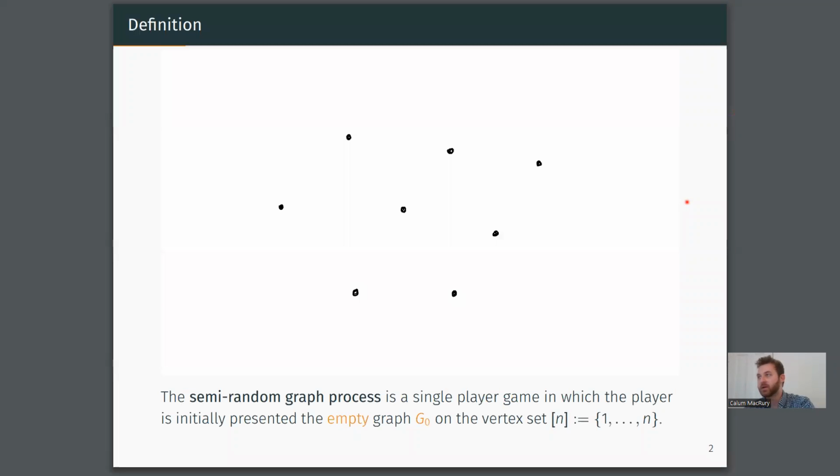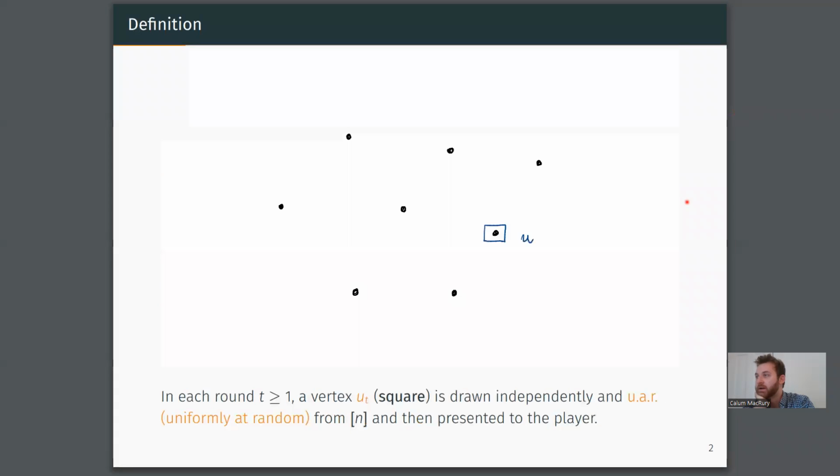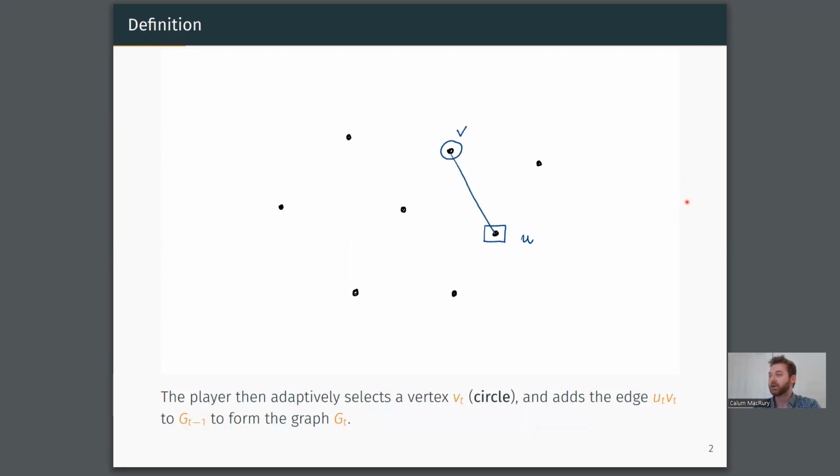Okay, so what's the semi-random graph process? Well, you can imagine a single player which starts on the empty graph on the vertex set [n]. In each round, a vertex, which we'll call a square, is drawn independently and uniformly at random amongst the n possible vertices. At this point, it's presented to the player, and the player gets to adaptively select a vertex v_t, which we'll refer to as a circle, and then they add the corresponding edge to the current graph.